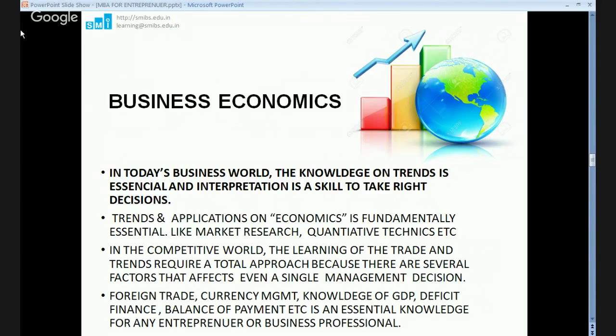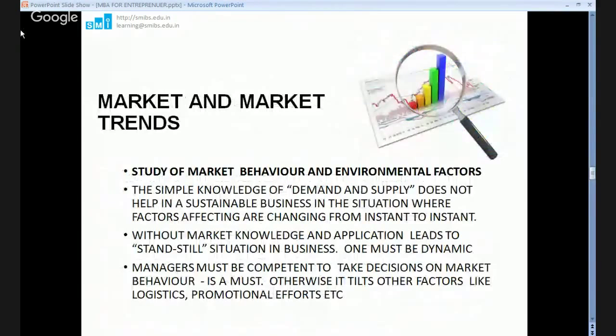For everything, you must work out everything at the international level. They must know when to buy dollars, when to sell the shares. See, these are the things which have come as an advanced one, which requires special studies, and that is incorporated in MBA studies. Market and market trends.